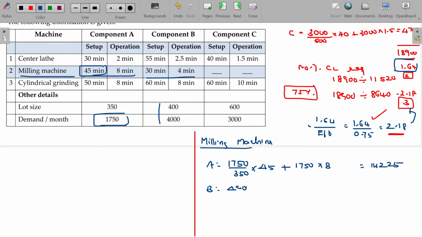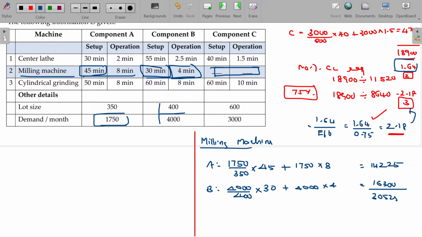In case of B, 4,000 units to be produced, but every setup will help me get 400 units completed, and every setup requires 30 minutes, and 4,000 units into 4 minutes per unit. What's the final value? 16,300. Of course, we need not use the milling machine for producing component C. Only these two components are produced. Overall value being 30,525.